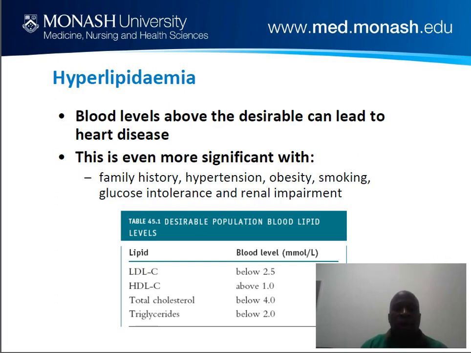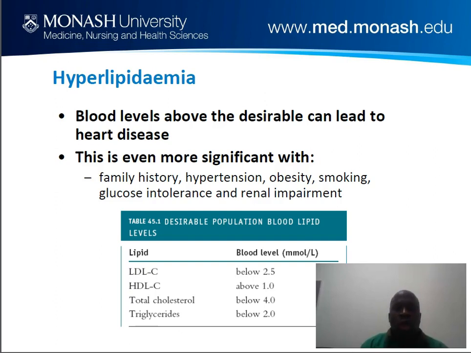And then for LDL-C, actually, this is the bad form of cholesterol. The low density lipoprotein is a bad form of cholesterol. And we have the HDL-C, which represents high density lipoprotein. This is the good cholesterol, which is beneficial to the body. This one must be above 1 millimolar per liter of blood.